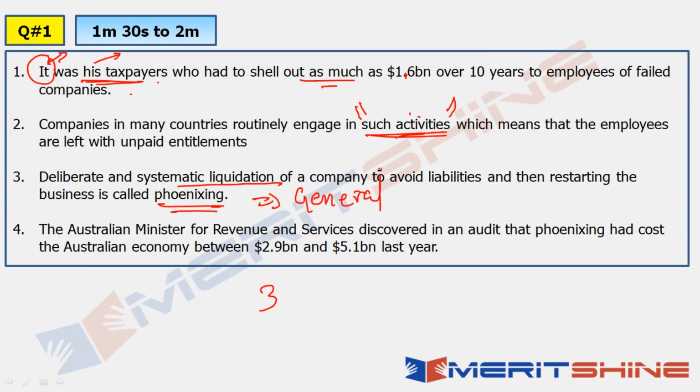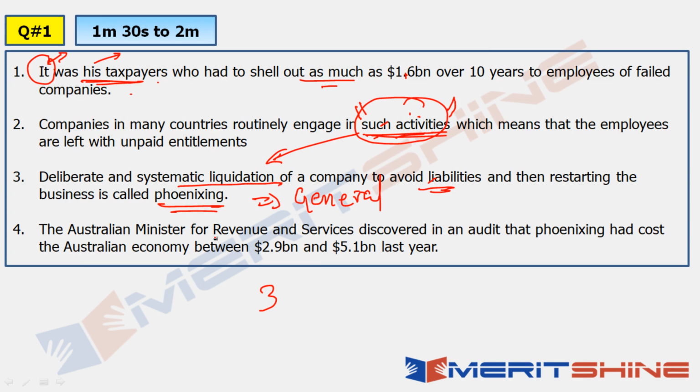Also, if you look at this 2, such activities may refer to this deliberate and systematic liquidation of a company to avoid liabilities. So, these can be such activities. Okay. So, we will keep it this way. We will read the 4th one.